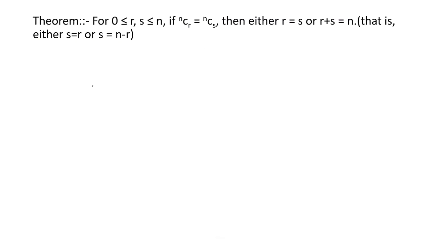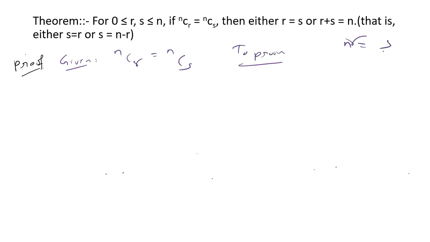So let us try to prove this theorem. What is given here? Given n choose r is the same as n choose s. What needs to be proved here? Either r is equal to s, or n is equal to r plus s.